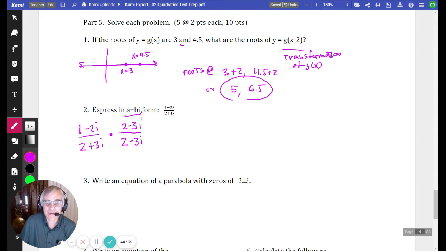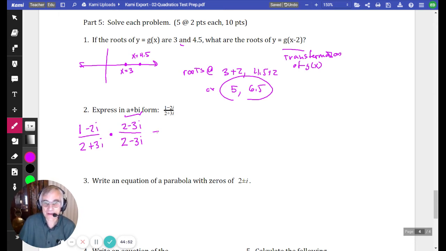So this fraction, 2 minus 3i over 2 minus 3i, is 1. No imaginary part at all. It's 1. They're the same thing, numerator and denominator, so they cancel out. It's 1. So we're not changing the value of this original expression, 1 minus 2i over 2 plus 3i, because we're multiplying by 1.